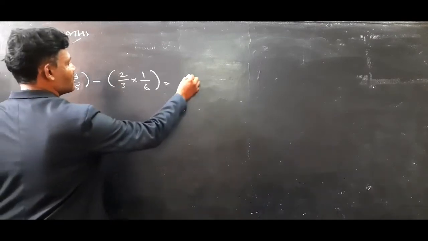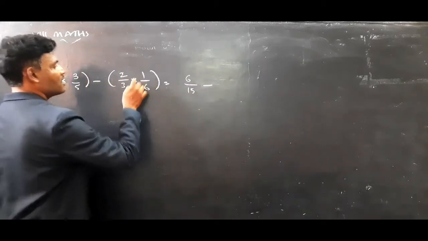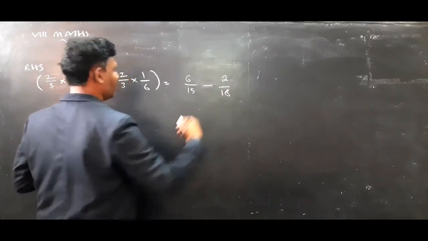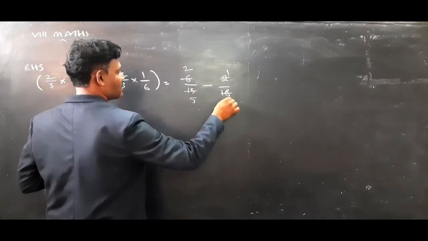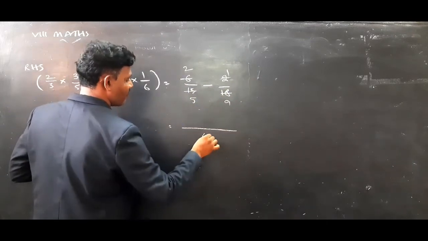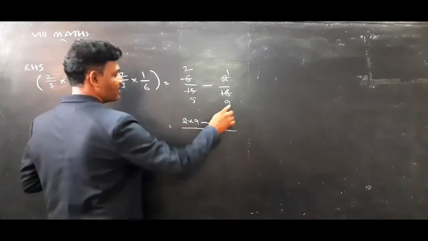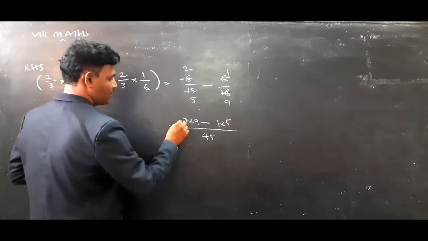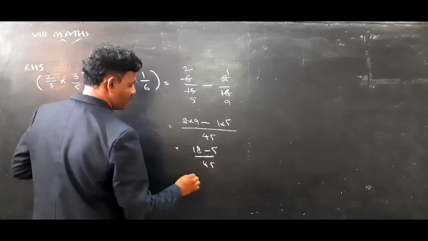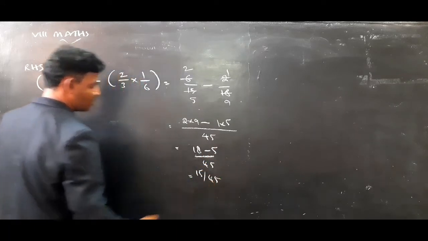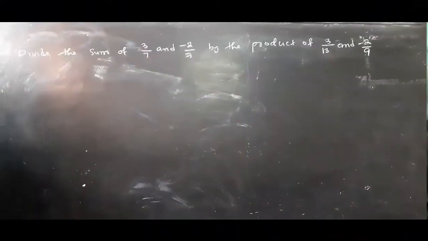Here 2 3s are 6, minus 3 5s are 15; 2 1s are 2, 6 3s are 18. Any calculations? 3 2s are 6, 3 5s are 15. 2 1s are 2, 2 9s are 18. Here the LCM is 45. 2 into 9 minus 1 into 5, 9 2s are 18 minus 5 by 45 is equal to 13 by 45. So the value of the LHS and the value of the RHS are both equal.